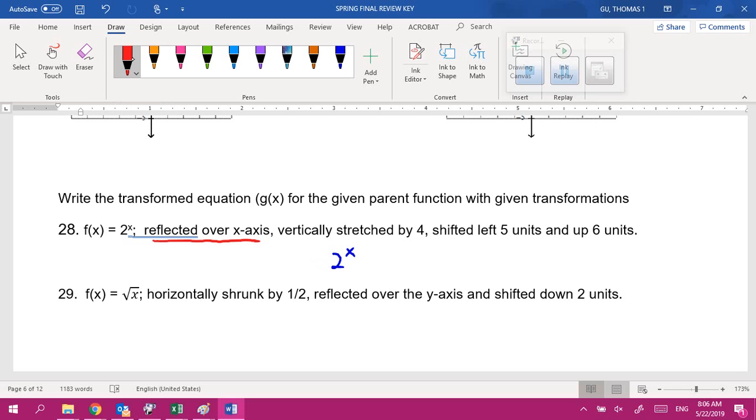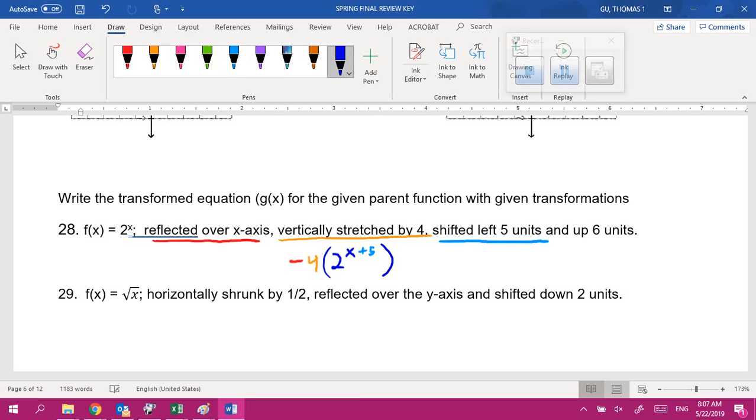Next is going to be vertically stretched by 4. How can I show that? Right, remember that's going to be like the number in the front. All right. Shifted left 5 units. How can I show shifted left 5 units? X was where? Up where the x is, right. Good.